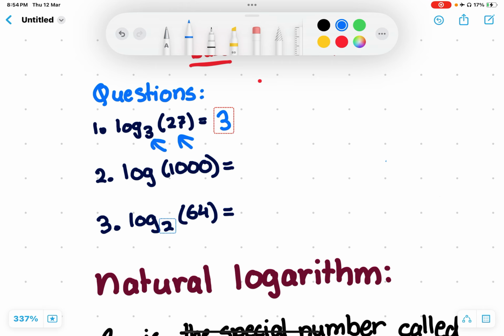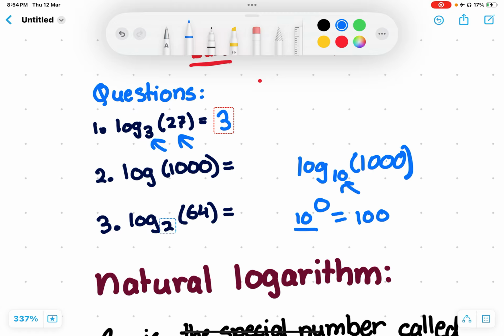Okay? Now we're looking for log 1000. Now, we don't have a specified base over here, so we're going to assume that the base is 10 because that's just the way it is. That's just a rule. And this can be written out like this. Okay? So now we're thinking of what number, since this is our base, what number should I raise 10 by to get 1000?